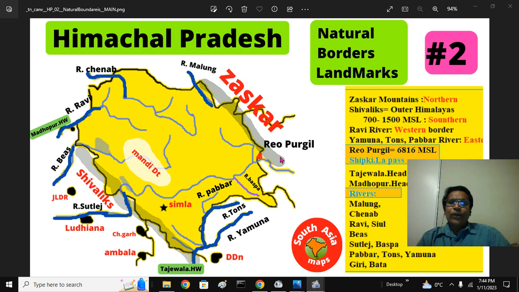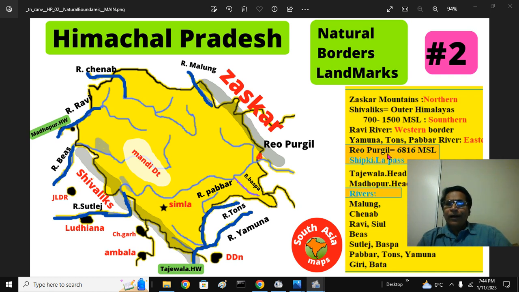Reo Purgil is one of the topmost peaks in Himachal, at 6860. Remember Simla: 2222. It's not exactly that, a few meters more or less, but you can remember it very easily. If you say 22 meters above mean sea level, triple it.